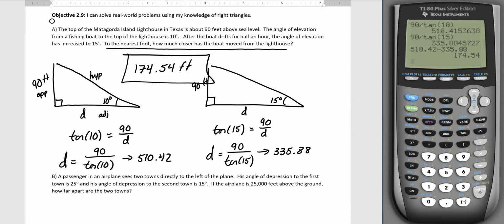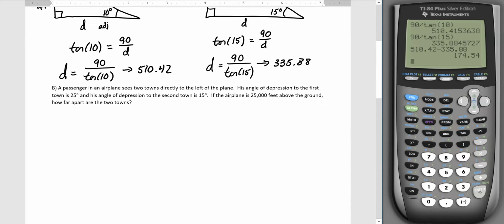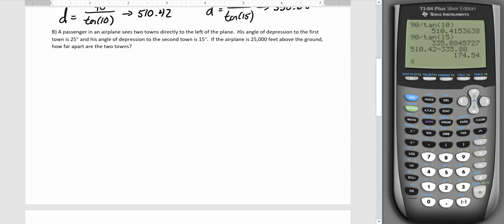Fantastic. All right. Letter B. A passenger in an airplane sees two towns directly to the left of the plane. If his angle of depression, so another vocab word, angle of depression, to the first town is 25 degrees, and his angle of depression to the second town is 15 degrees, and the airplane is 25,000 feet above the ground, how far apart are the two towns? Oh, cool. Okay, so let's make a picture here. So we have an airplane that is flying at 25,000 feet.